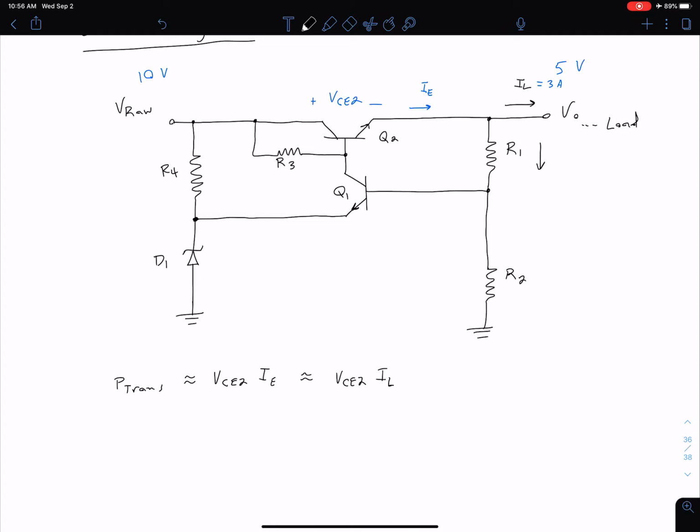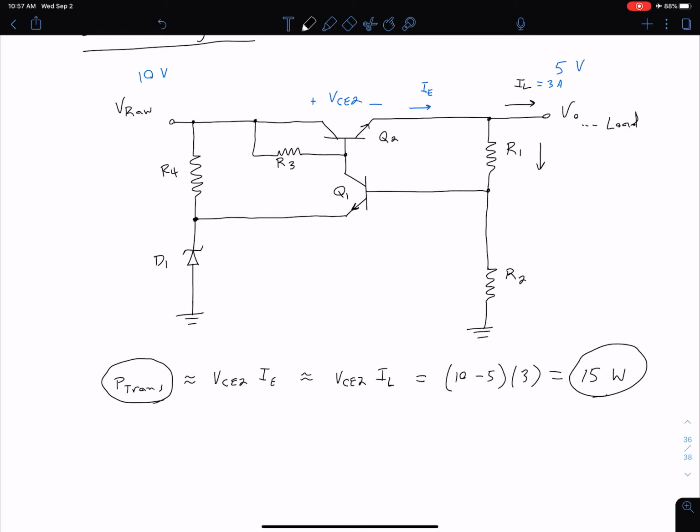Now we just have to plug in the values. From a simple KVL across the top, VCE2 is the 10 volts on the left minus the 5 volts on the right, and of course our load current is 3 amps. So we see that the power for our transistor is 15 watts. Again, that's approximate, but it gives us a good first-order approximation. So we expect this to be improved upon in our switching power supply.